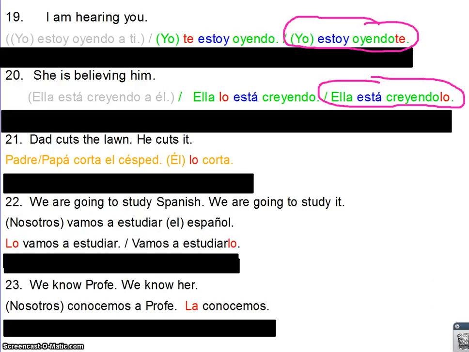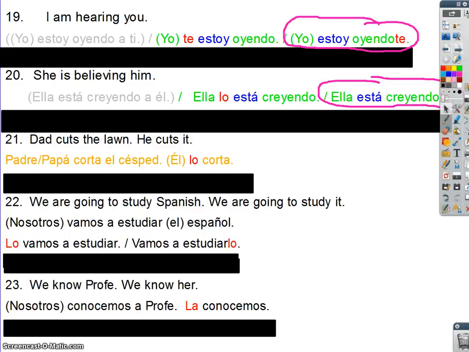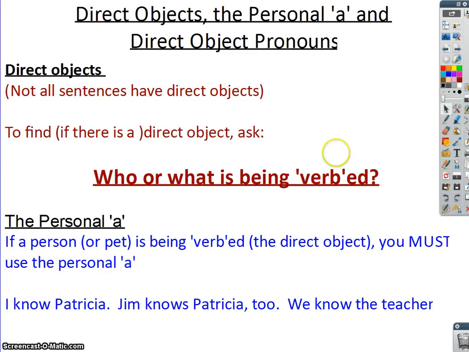Go ahead and pause this now and check your answers. I will be explaining them following that. Okay, since all of these use direct object pronouns, it is beneficial for us to review what direct objects are. To find a direct object, you ask who or what's being verbed.